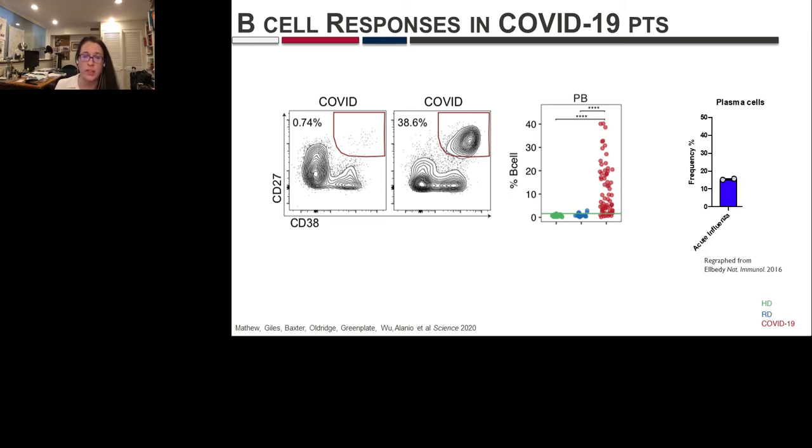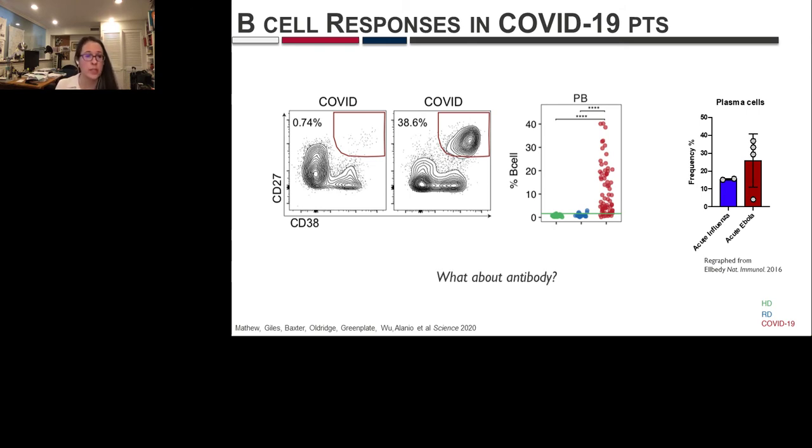So if we compare this to another acute viral infection, such as influenza, we typically only see about 5 to 15% in the blood at the very peak of infection. But here, we're looking at upwards of 40% of all the circulating B cells, so quite massive. And we don't really see this in many other acute viral infections. The only one that we could find that came close was Ebola.